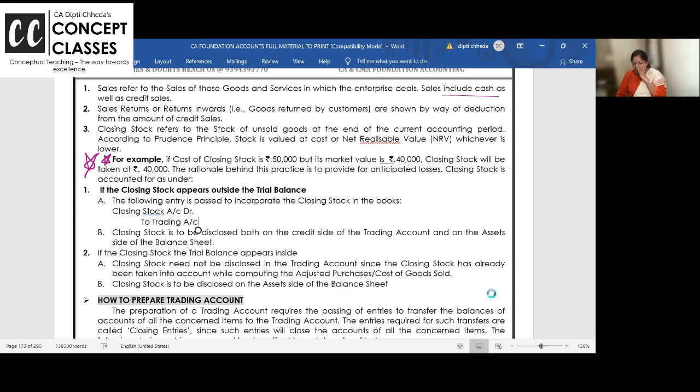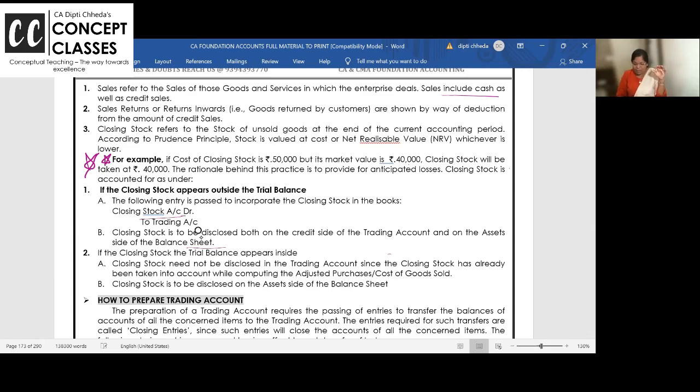Closing stock. Closing stock account debit to trading account. Trading account ko hum credit karte hain, closing stock is debited. Closing stock is to be disclosed on both the sides. I hope you all know. Trading account credit side it comes and it's an asset. So it will go in the balance sheet.